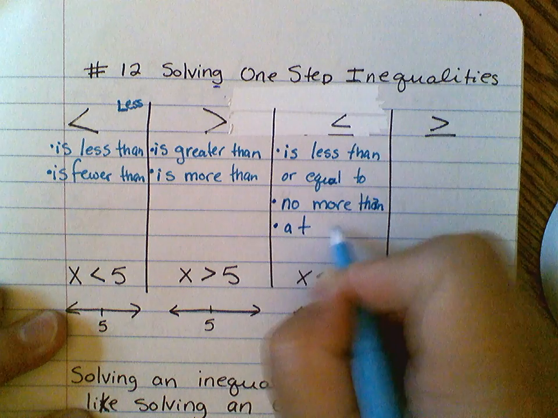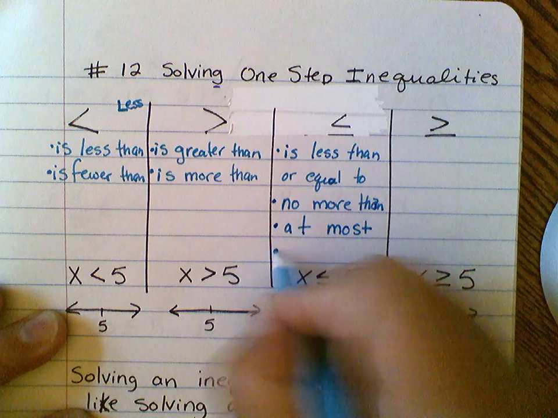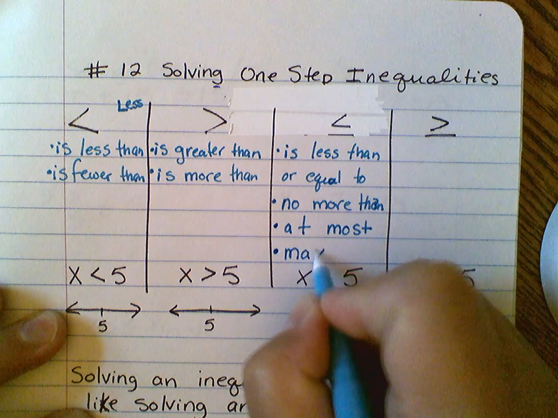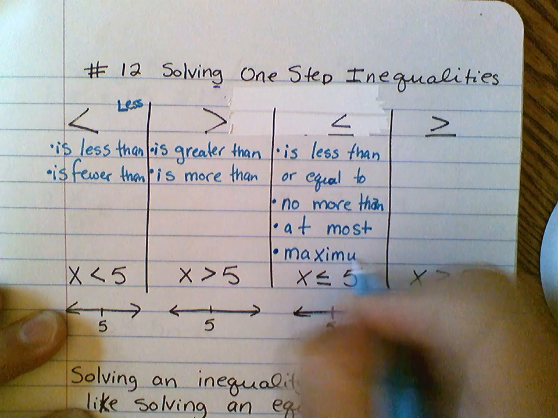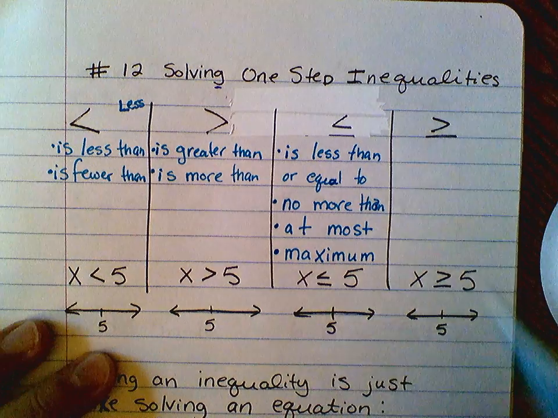Another way to say it is at most. And we could add maximum. If I say the maximum amount is $5, then you know it's 5 or less.